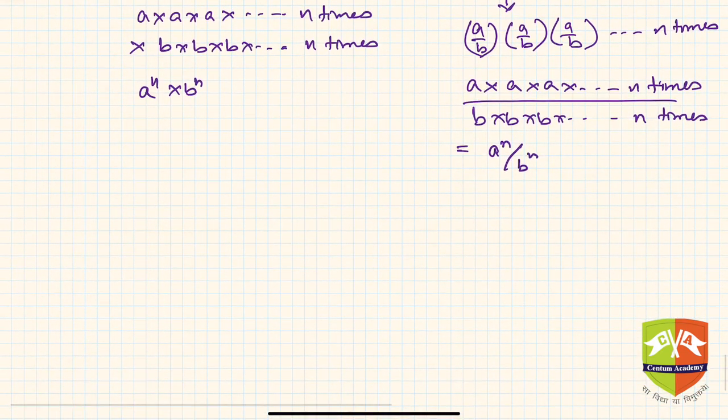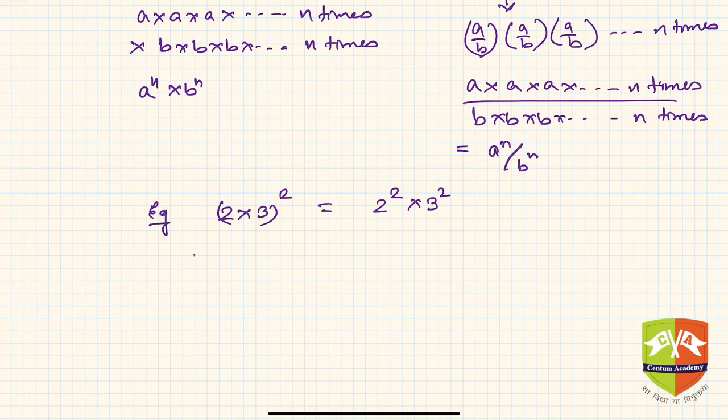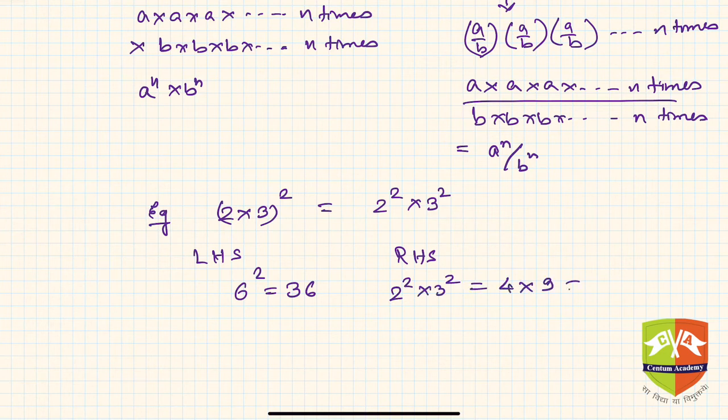Let's take an example. 2 into 3 to the power 2 should be equal to 2 square into 3 square. Let's check. LHS is nothing but 2 into 3, which is 6 square, which is 36. RHS, 2 square into 3 square is 4 into 9, which is also 36. Very good.